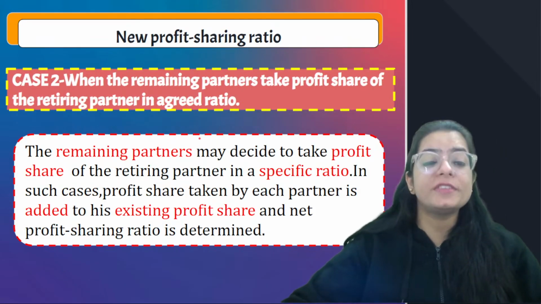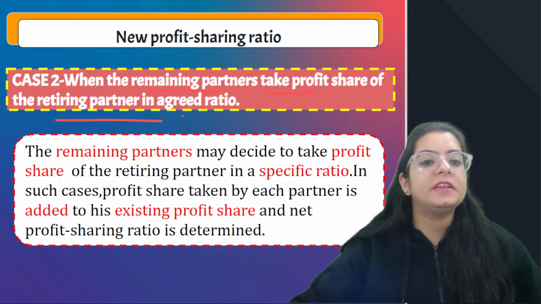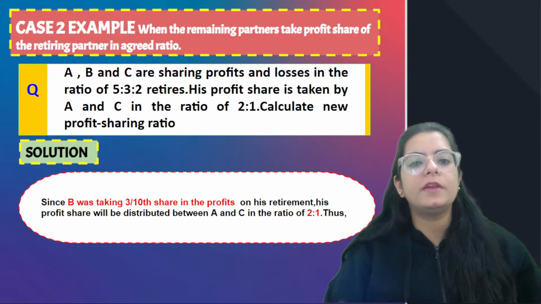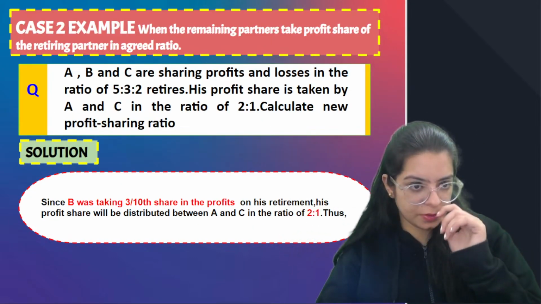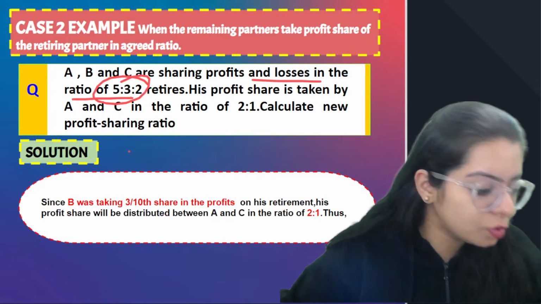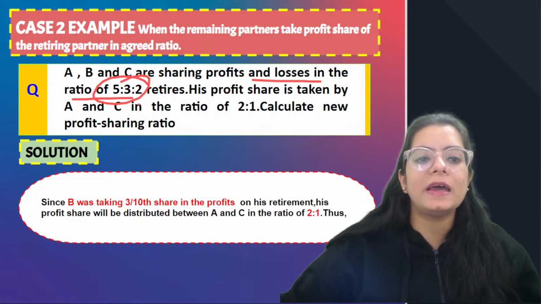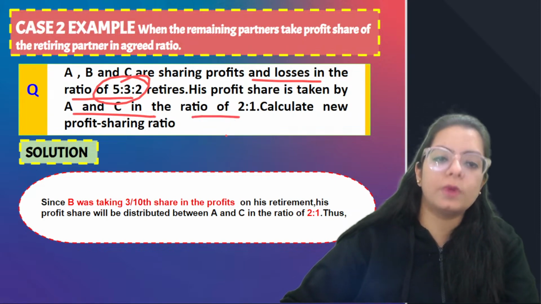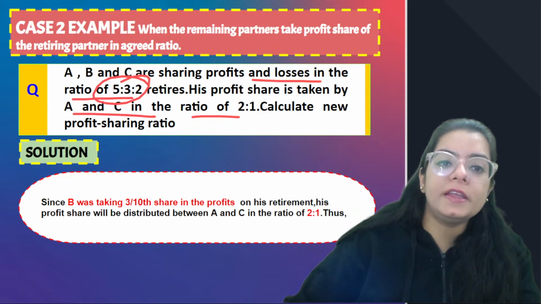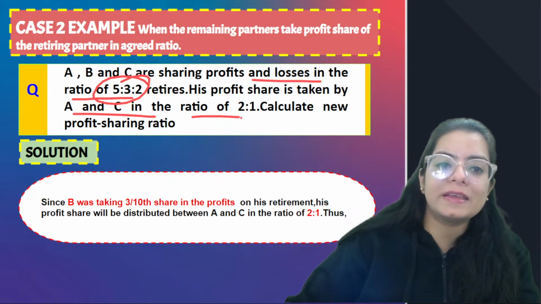So case number 2 says when the remaining partners take the profit share in any agreed ratio. If it is specified in what ratio they are taking, then we are going to divide or multiply in that particular ratio. For example, A, B, C are partners sharing profits and losses in the ratio 5 is to 3 is to 2. B's profit share is taken by A and C in the ratio 2 is to 1.